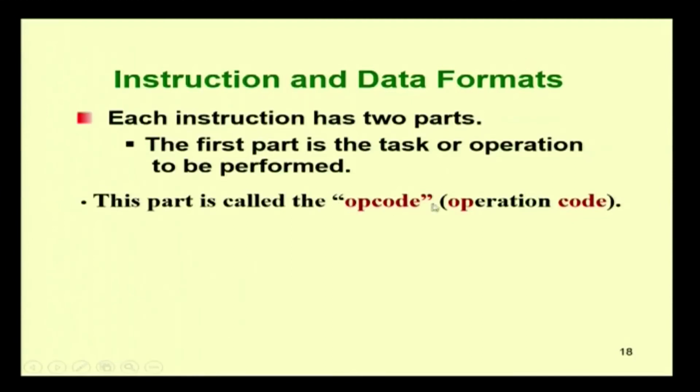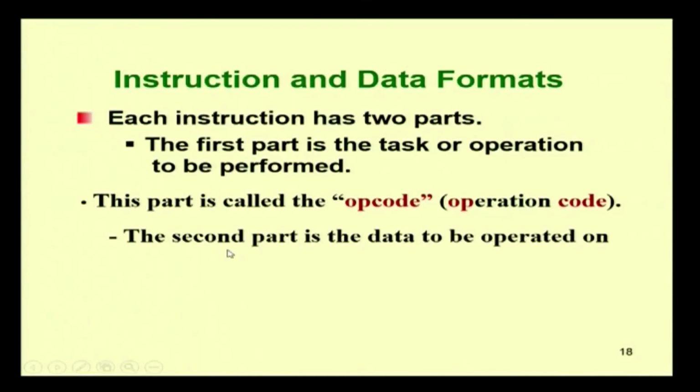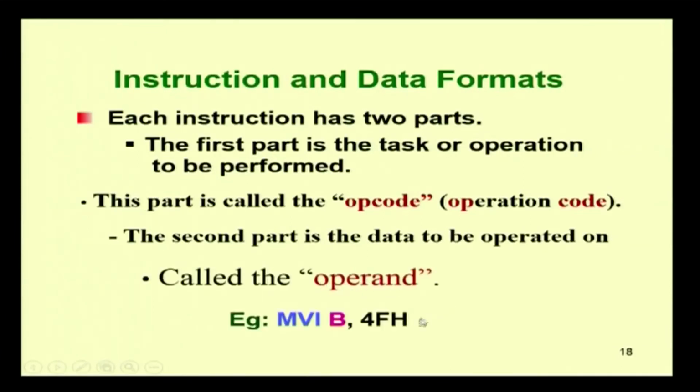The part which tells about the operation is called the opcode. Opcode means operation code. And the second part may represent the data which it has to operate on. That is called the operand. If we see the example, it will be very clear.